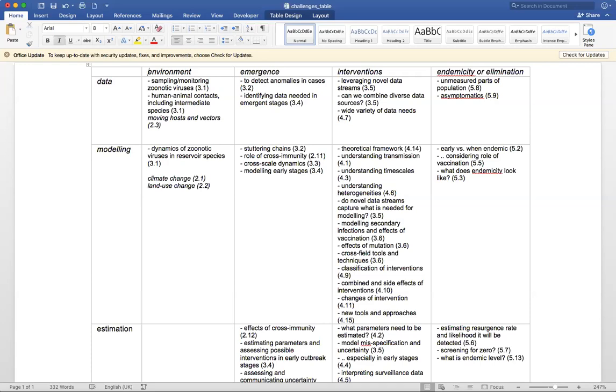Right, okay. So we've got climate change and land use and moving hosts and vectors. What about moving humans? I was thinking of deleting that. Yeah, I'm not quite sure. It didn't come out very well in the last discussion, and thinking about it since, I thought maybe I'd delete that one. Okay. So then we want ecological tipping points.